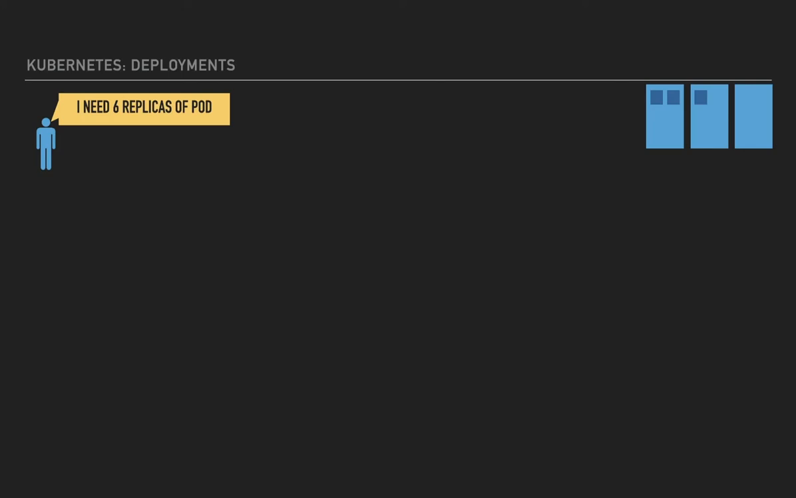Let's look at another Kubernetes object, deployments. We learned that a pod is the tiniest way to manage a workload. Deployments are way up higher in the Kubernetes object hierarchy.